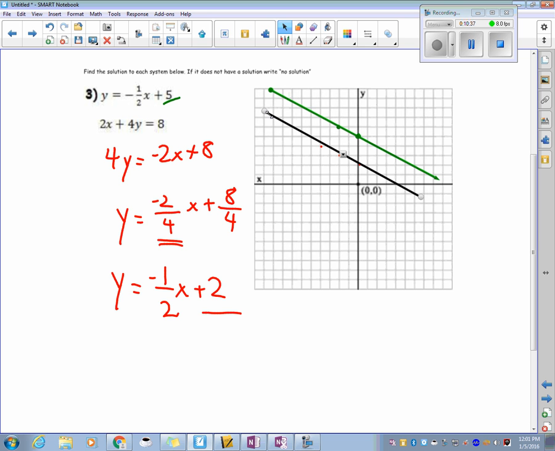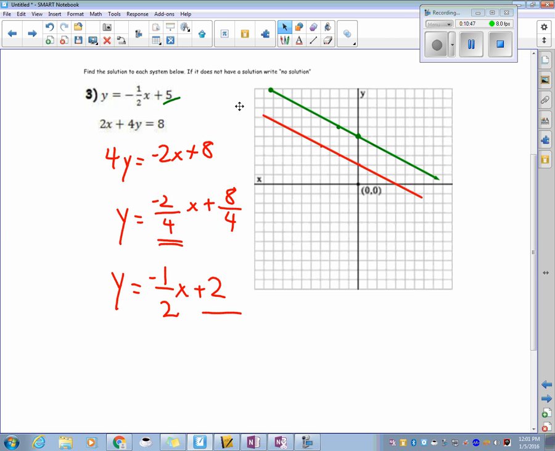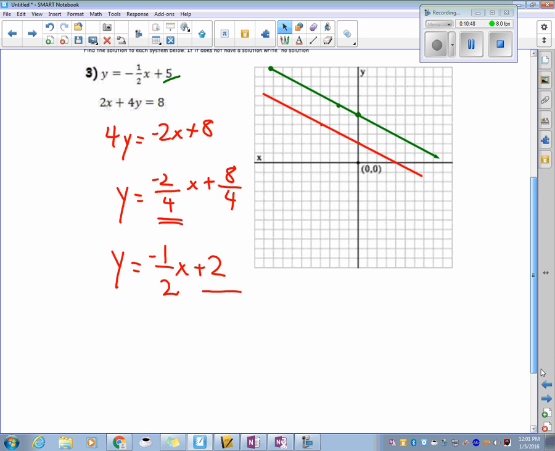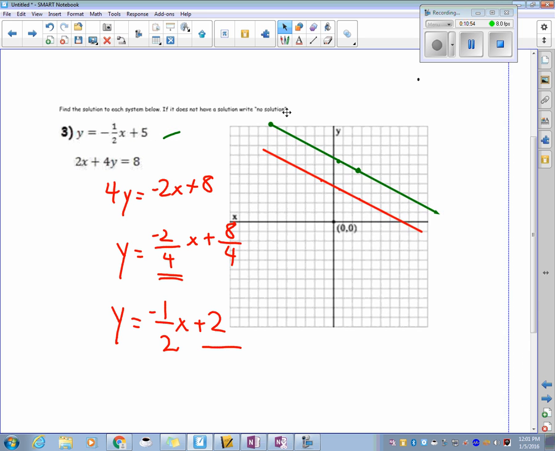They are parallel. Do you see these lines are parallel? So since these two lines are parallel, there is no intersection. And so do you see this right here where it says write no solution?